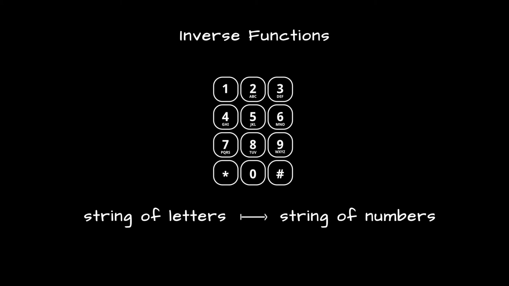All you need to do is memorize a certain word or string of letters, and then you can use the dial pad of your phone to output a corresponding string of numbers. So this is how the function built into your telephone dial pad works. The input is a string of letters, the output is a string of numbers.